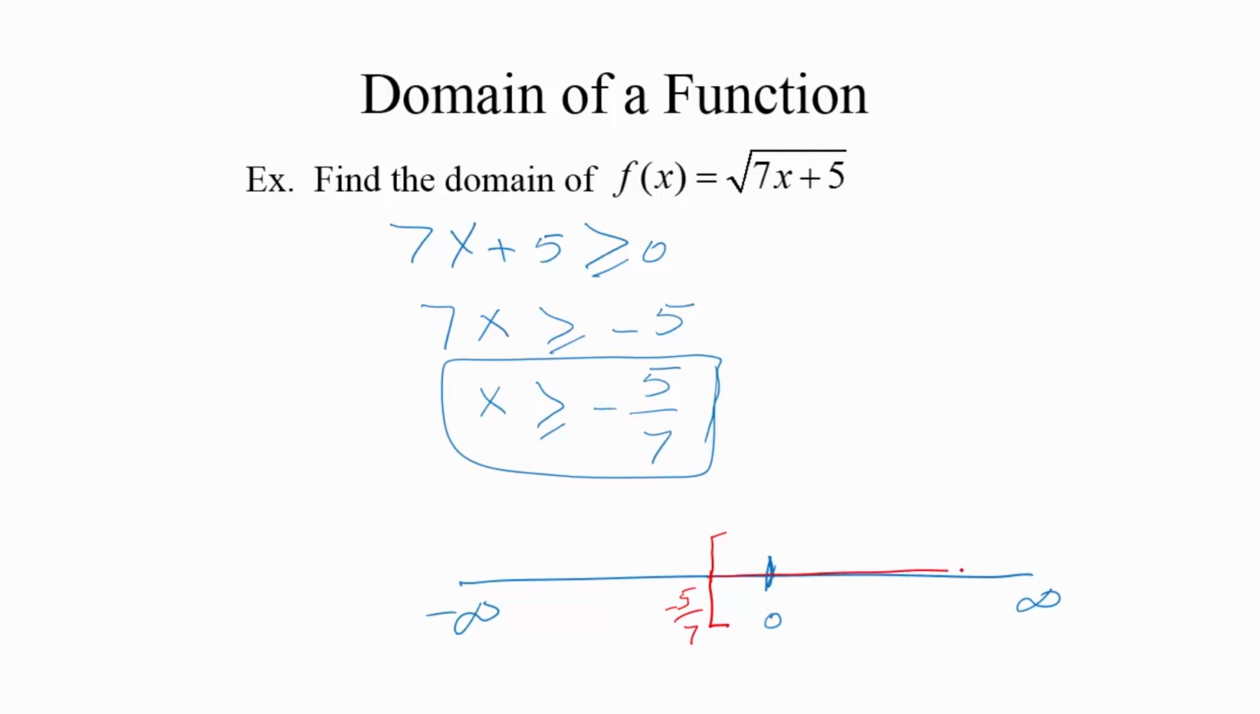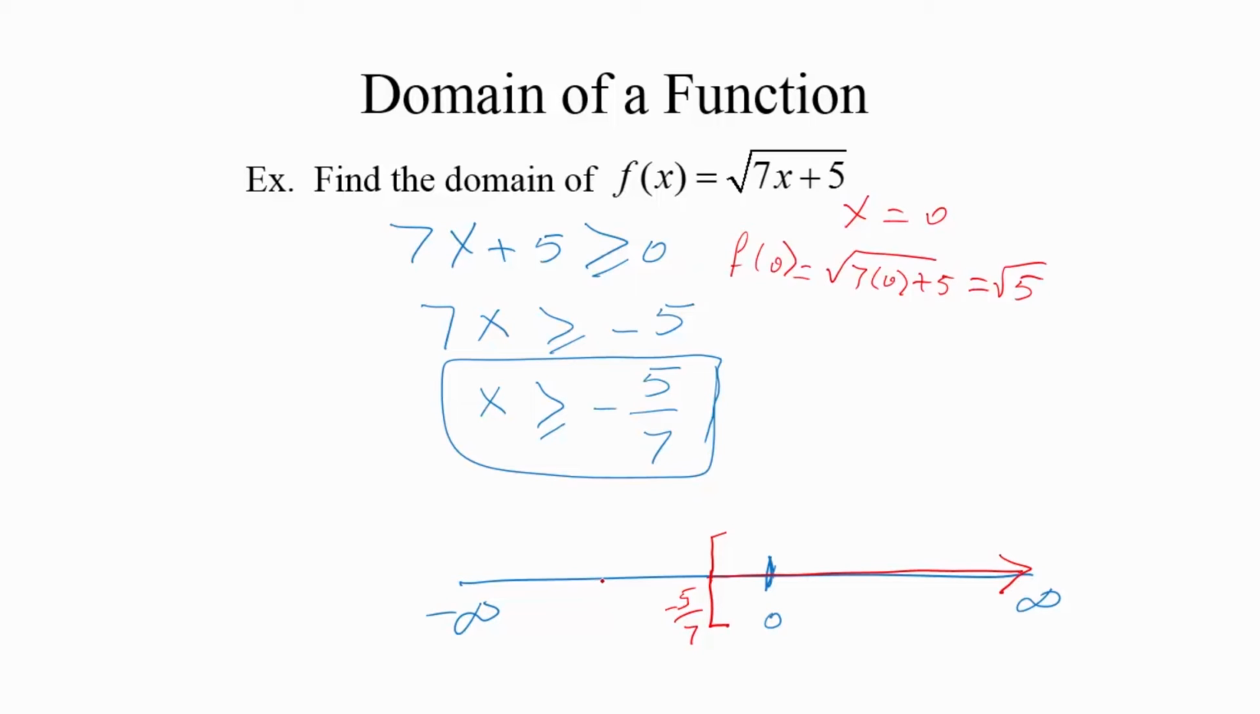to the right, right? Greater than. Okay, so such as 0. 0 is part of the answer. And you can see if you plug in for x 0, if x is equal to 0, then you have f of 0 equal square root of 7 times 0 plus 5, which would be equal to square root of 5. Well, it's a positive number. I can deal with it.